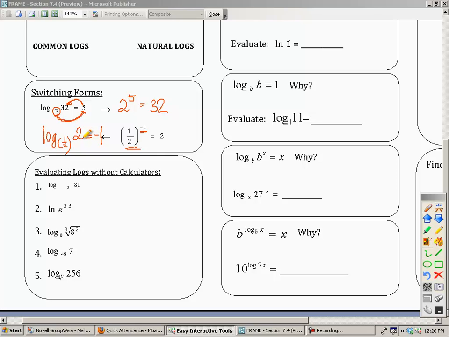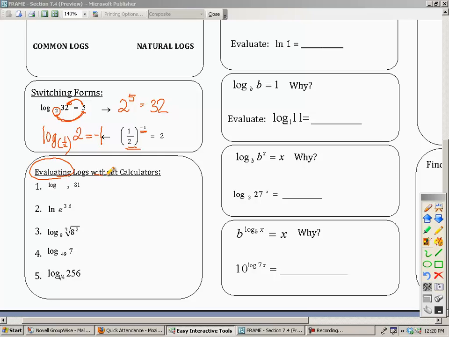Part of your quiz will be switching the forms from log form to exponential form. The reason we switch forms is because in 7.6 we're going to talk about how to solve log equations. In order to solve log equations, you're going to have to switch forms. The other thing is we want you to evaluate these.